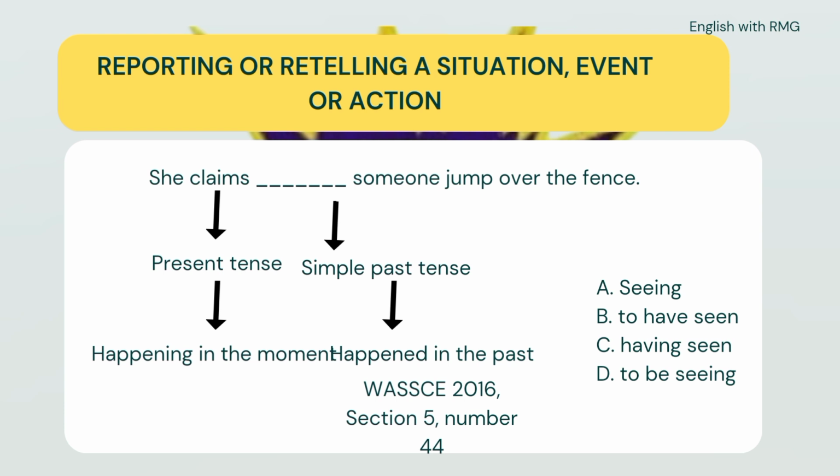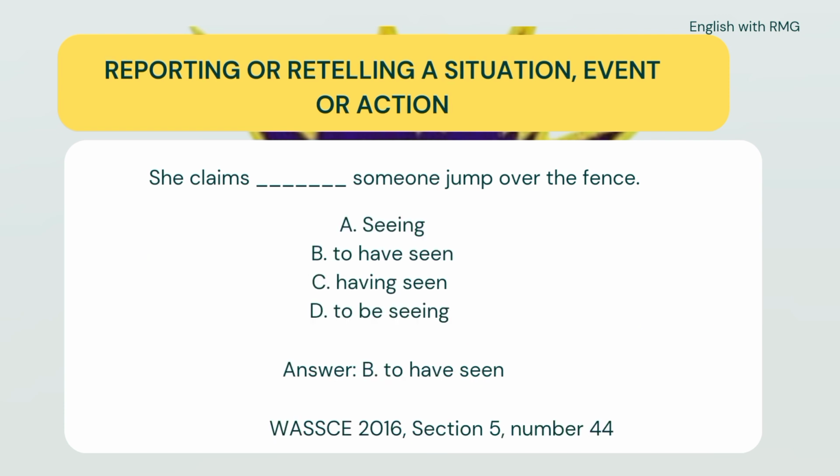Which of these options is going to be our correct answer from the explanation? We know we are looking out for a simple past tense. So which of these is going to be our answer? B. She claims to have seen someone jump over the fence. Do you understand? I hope you've understood the rules guiding simple and complex sequence now.